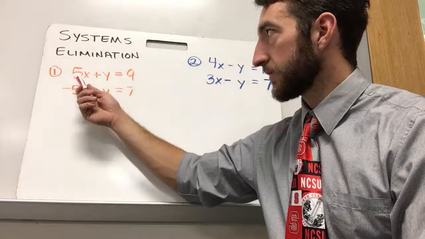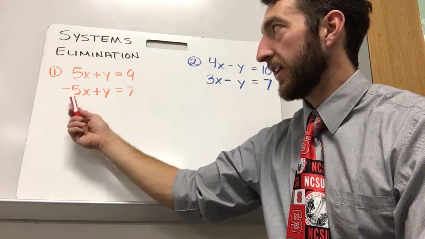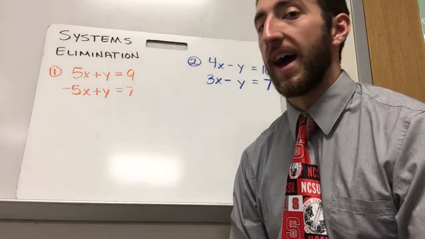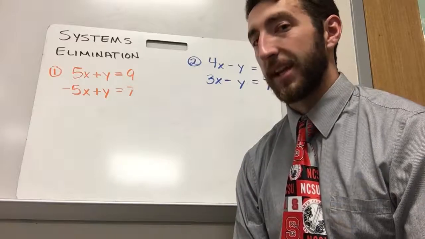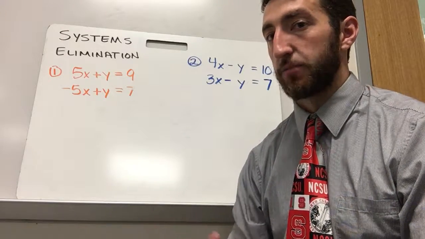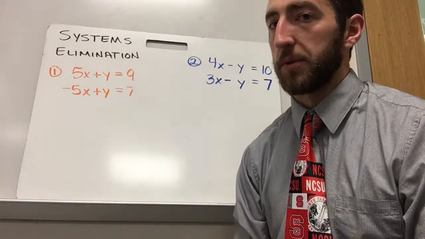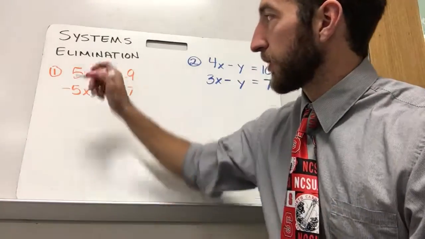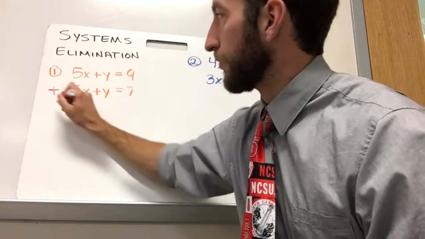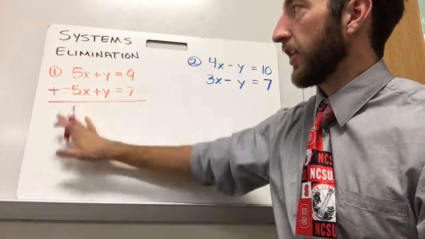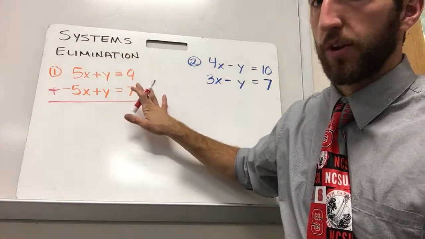So if you notice, this is 5x, this is negative 5x, so that whenever I add them, they will eliminate each other. So if I have 5x and I subtract 5x, I'm left with 0 x's. And what I should be left with is y, and y should be pretty easy to solve for. So that's what we're going to do. We're going to add, kind of like old school adding style. We're going to add our x's, add our y's, and add our whatever they're equal to.